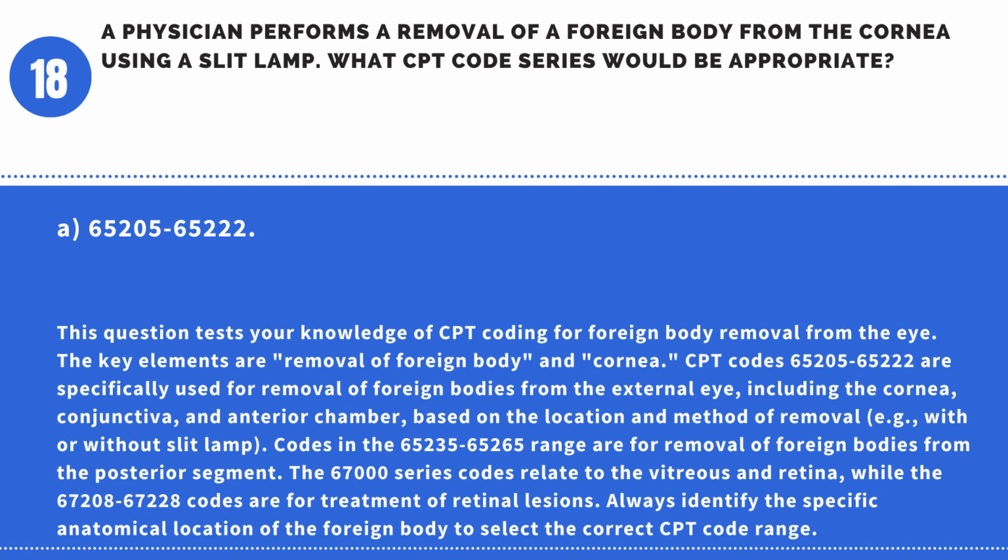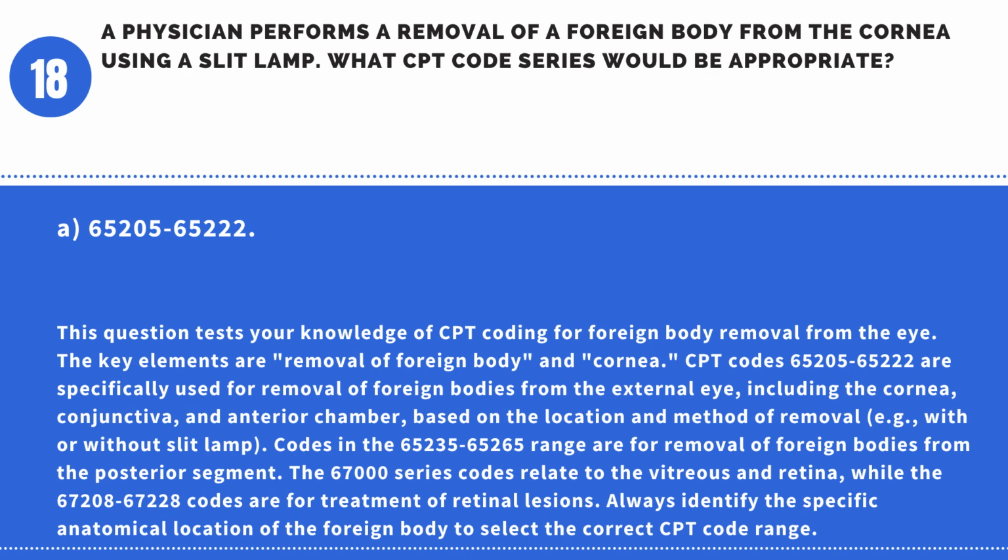Answer: A. 65205 to 65222. This question tests your knowledge of CPT coding for foreign body removal from the eye. The key elements are removal of foreign body and cornea. CPT codes 65205 to 65222 are specifically used for removal of foreign bodies from the external eye, including the cornea, conjunctiva, and anterior chamber, based on the location and method of removal, e.g., with or without slit lamp.